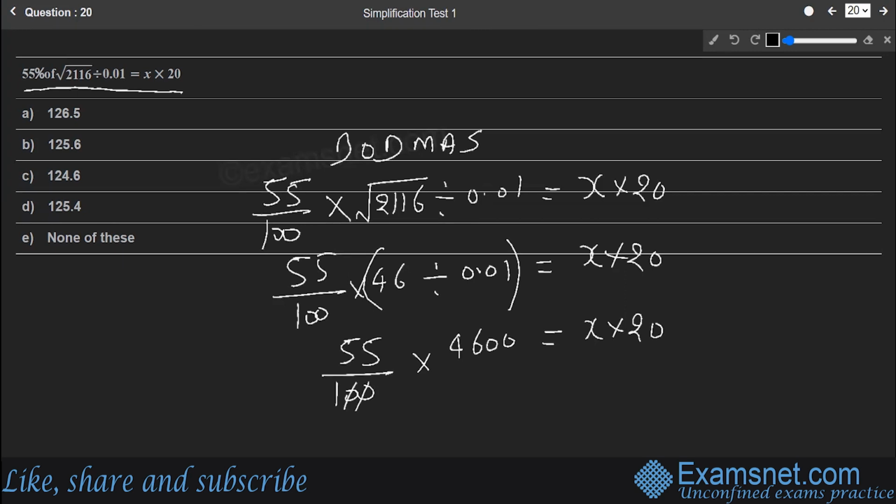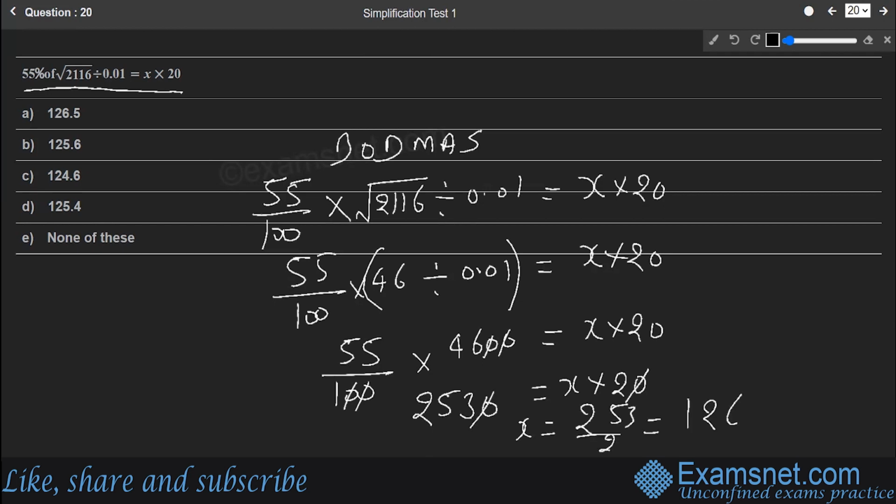Then we can cut down these numbers. So 55 into 46, that's what we have to perform. In this way, we can find out 55 into 46 is 2530 is equal to x into 20. So zeros can get cancelled. So x value comes out to be 253 divided by 2, that is nothing but 126.5. So that is the ultimate value of x that we have received using BODMAS, and it matches with our option A. 126.5 is the right answer.